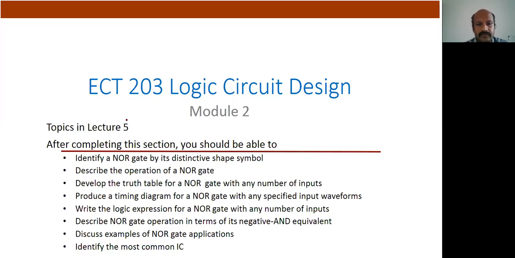So this is lecture 5, and in lecture 5 we will discuss mainly the NOR gate operation and the symbol, the operation truth table, timing diagram, and the logical operation, the relation between AND gate and NOR, and one example of NOR gate and the commonly used IC.